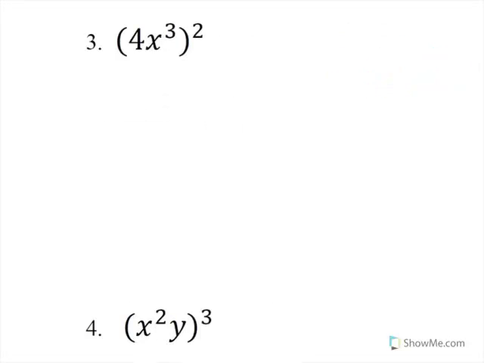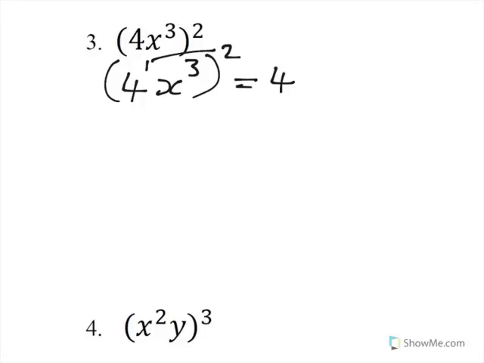The next question, again you might want to pause. It's a bit more challenging. Pause and have a go and then come back. Okay, well, the power of the 4 is a 1. So it's 4 to the 1, x cubed to the power of 3. Sorry, to the power of 2. And 1 times 2 is 2, so it's 4 squared. X to the power of what? Well, 3 times 2 is 6. Of course, 4 squared is 16, so it's 16x to the power of 6.